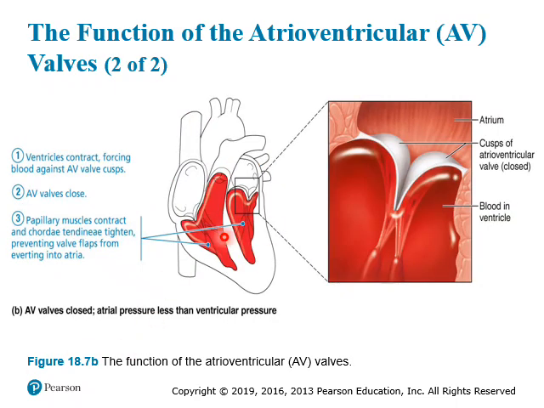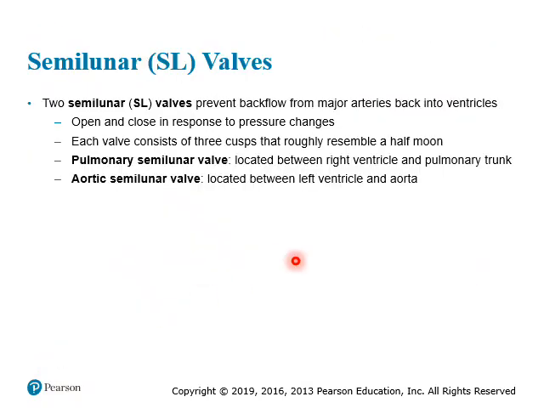There you go. Your ventricles now are going to be filled, and once they both contract, they will open both semilunar valves, ejecting blood into the big arteries. So your semilunar valve prevents the backflow of blood from the major arteries back into the ventricles. They open and close in response to pressure changes. Each valve consists of three cusps that roughly resemble a half moon. That's why you call it a semilunar valve. The pulmonary semilunar valve is located between the right ventricle and the pulmonary trunk. The aortic semilunar valve is located between the left ventricle and the aorta.